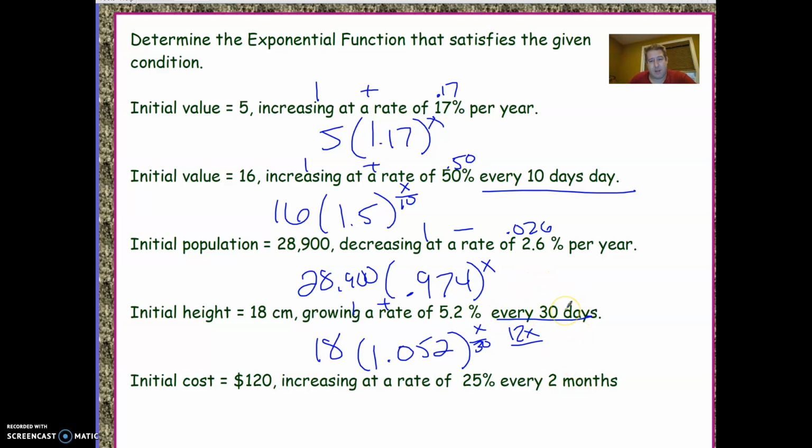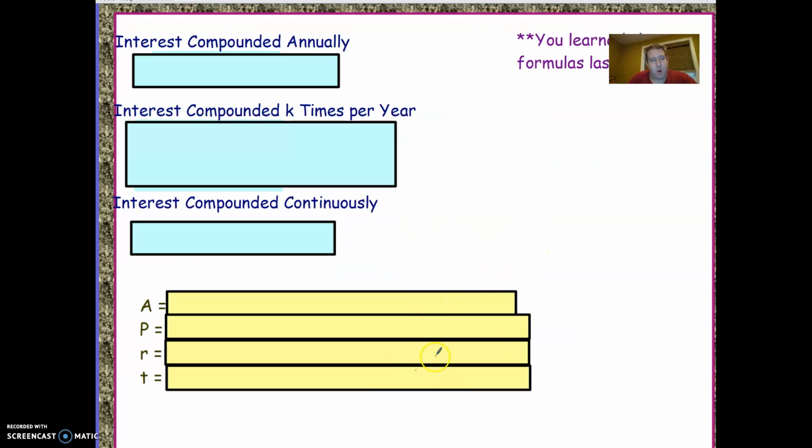If it's happening multiple times in the time frame, then it's multiplied. And if it's happening less than once per day or per whatever it is, then it would be divided. So initial cost of 120 being multiplied by 1 plus 0.25, which is 1.25, every 2 months. Now, if I make x the amount of months, that would be x over 2, every 2 months. If it was twice per month, then it would have been to the 2x power. So once again, it does matter what you're making x equal for each one of those questions.